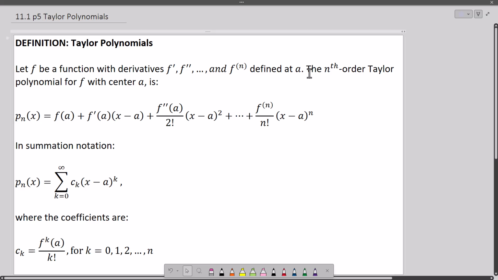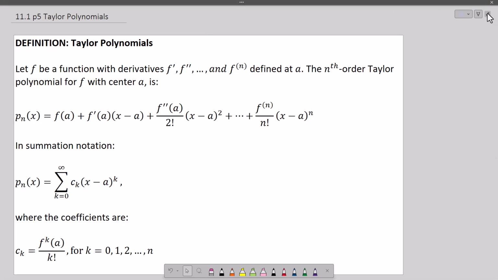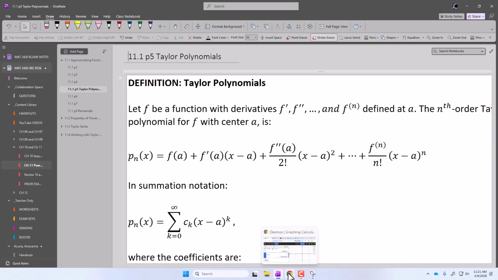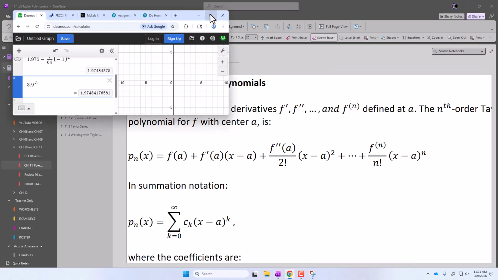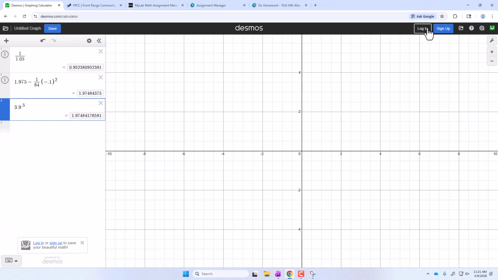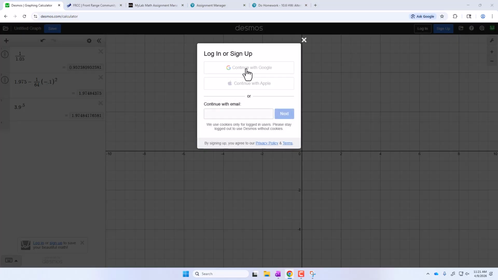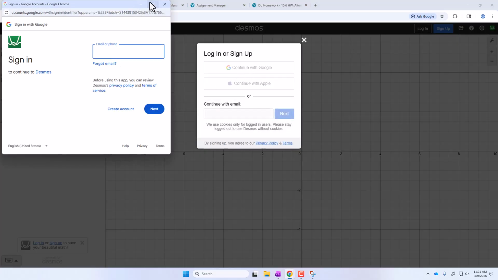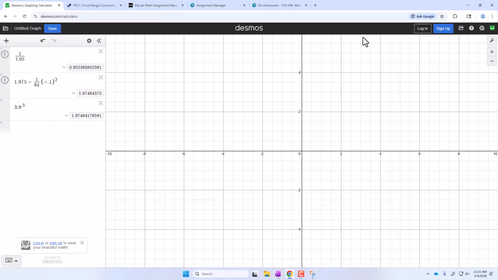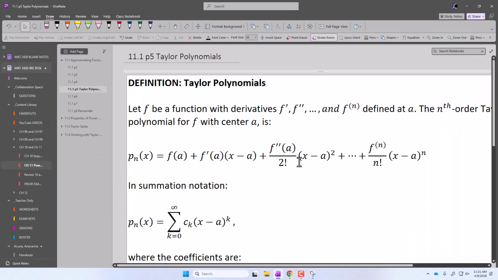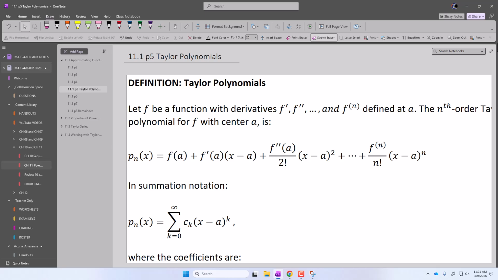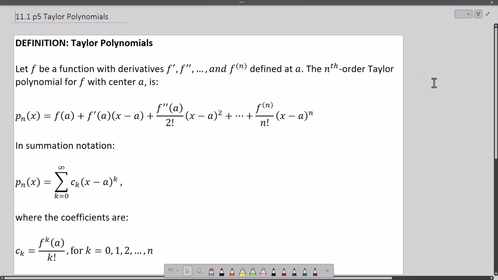I can't remember if I logged out of Desmos or not. I created this cool little app that is cool if I can log in. I'm not logging in. I'll show this to you on Tuesday. Cool little app. Okay.